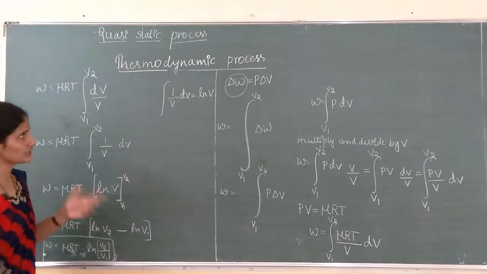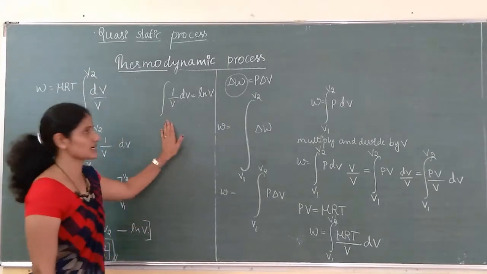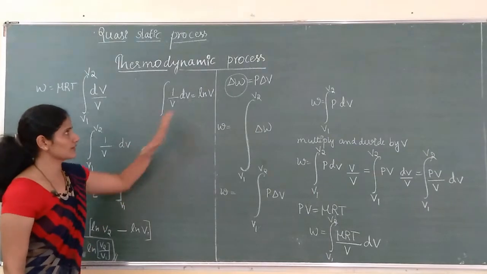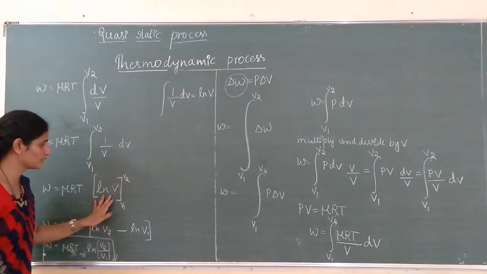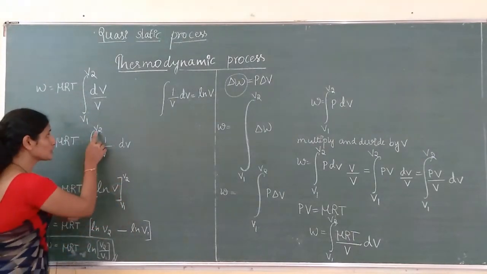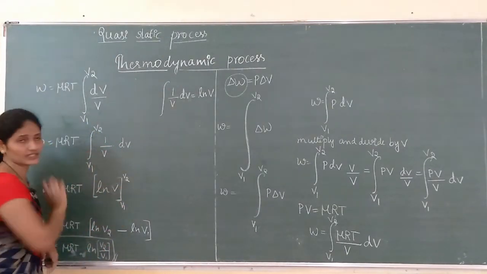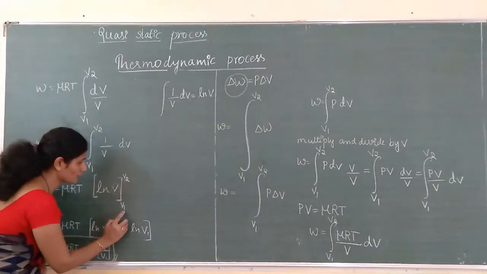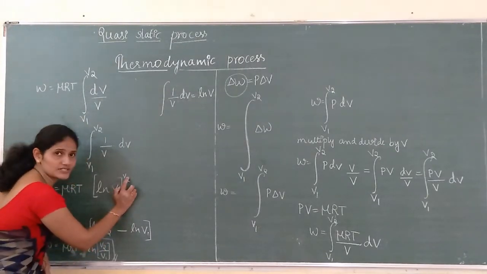There is one formula in mathematics: the integration of 1 by V is ln V. That you will study in mathematics. Here only this formula is needed, therefore I am writing it directly. The integration of 1 by V is ln V from V1 to V2. After integration, you should not use the integration symbol; you have to use a square bracket instead. Ln V, V1 to V2. Do not forget to write V1 and V2. Always the lower limit is written at the bottom and the upper limit at the top.